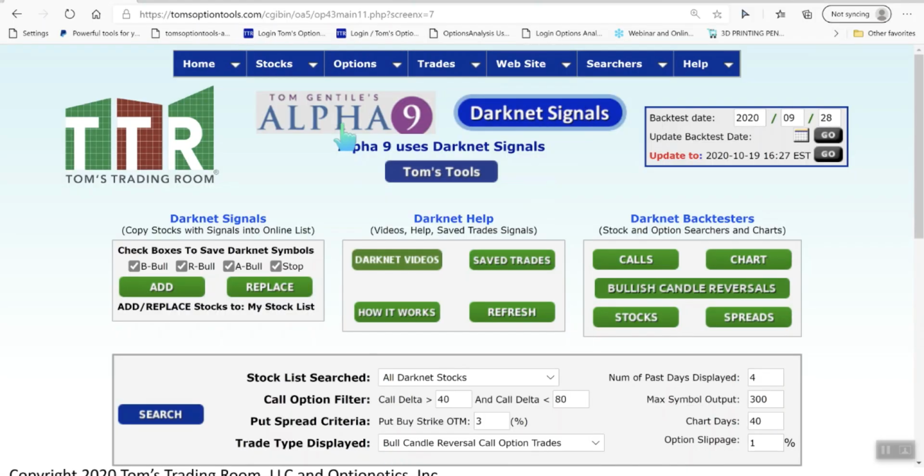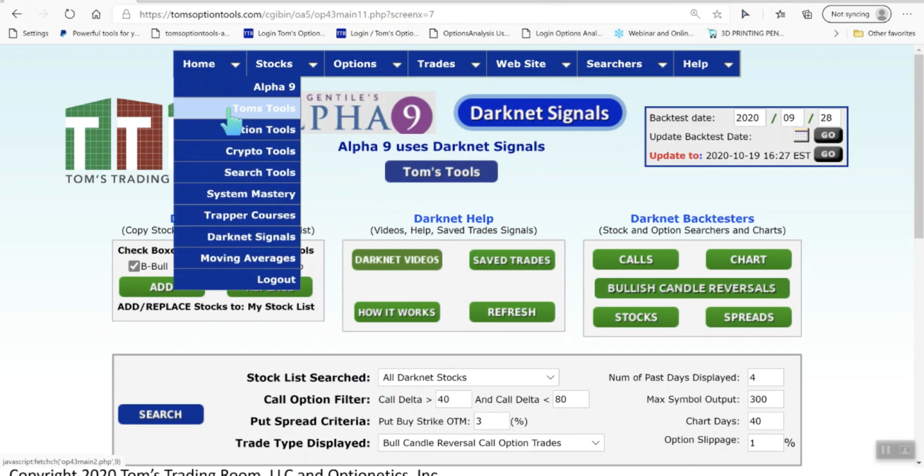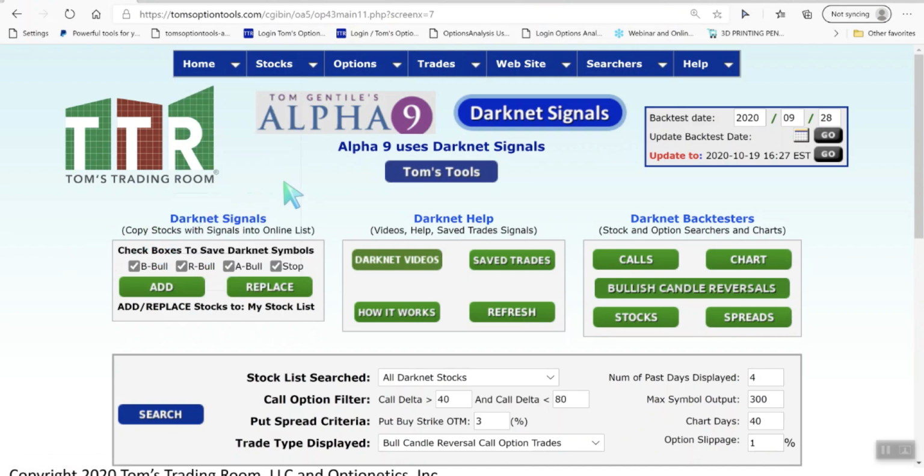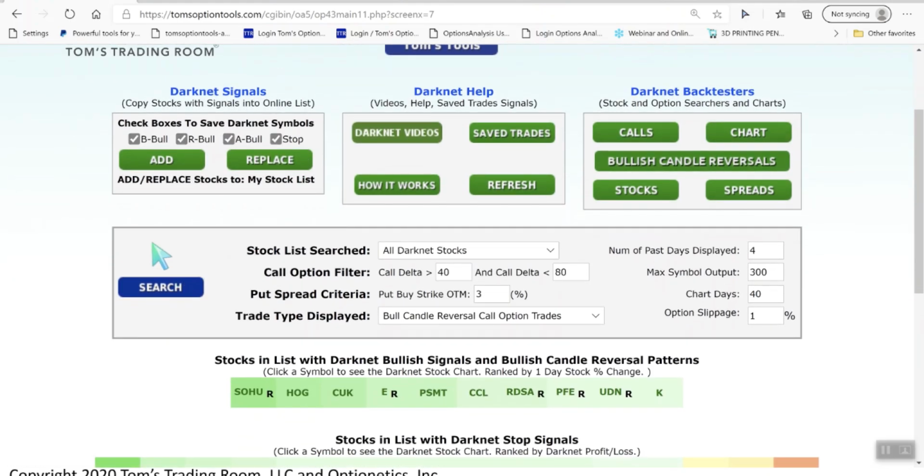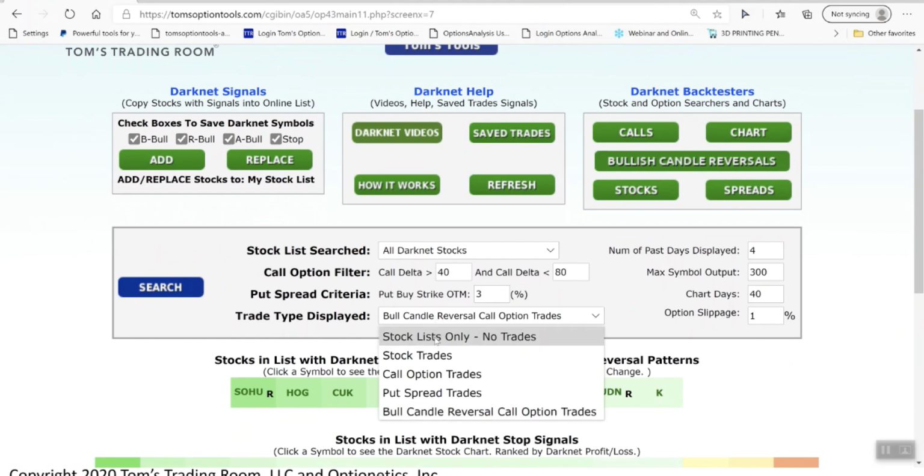Alrighty, here we are on Tom's options tools. I have the date set for September 28th. We would go to Home, Tom's tools, and then find the panel that has the Darknet Signals icon, or we can just go straight down to the Darknet Signals line item and click to enter that, and you come to this page. So on this search box with all of this criteria, you'll see that normally you have just the stock trades or stock lists, only no trades.